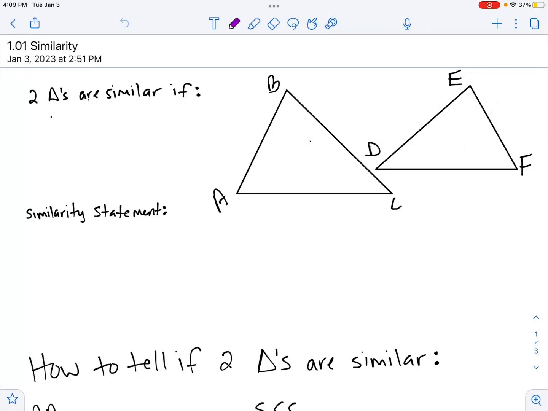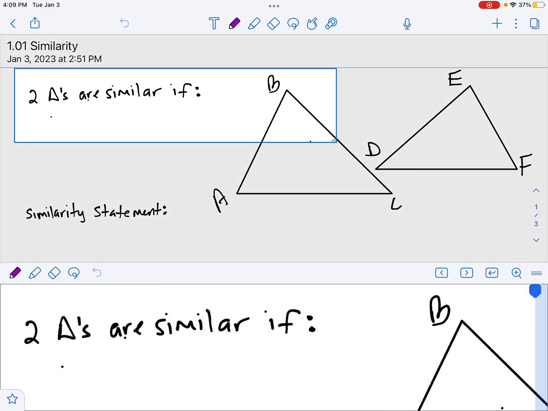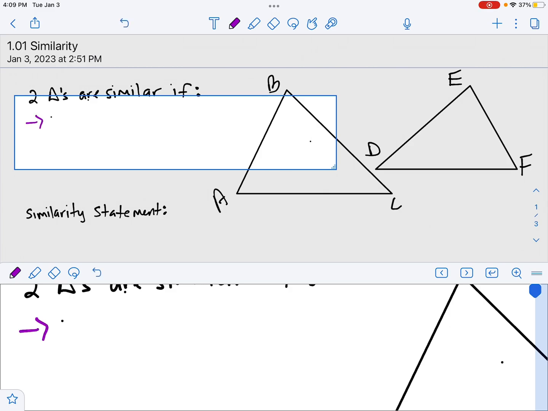During this chapter, we're going to get into similarity. So similarity is a little bit different than congruent. When two figures are congruent, their angles are the same and their sides are the same. So when we have two similar figures, it's a little bit different. One thing that stays the same is the angles are congruent. So the angles that line up are going to be exactly the same measure.